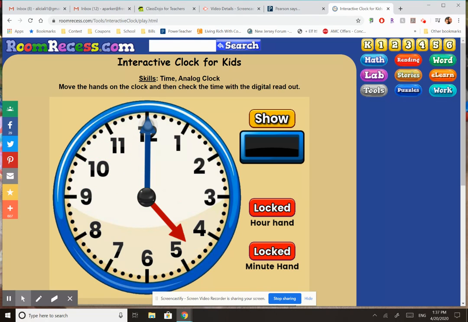And then just like the hour hand, it's going to start over. It's not going to go 61. No, no, no. There's 60 minutes in 1 hour. So after 60, it's going to be 1, 2, and starts all over again.